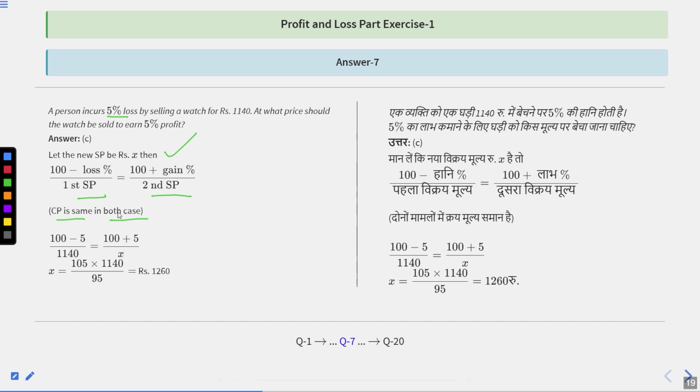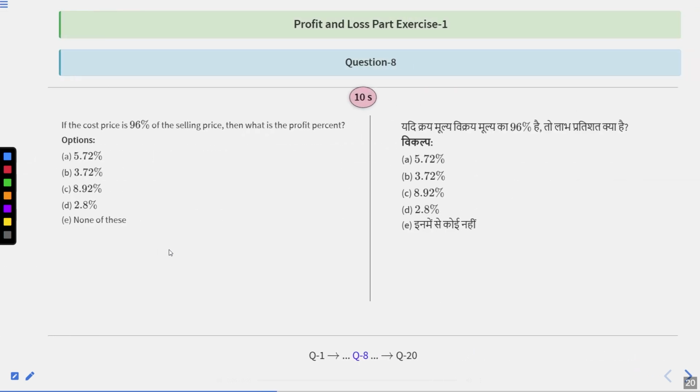So X is our new SP, and the question asks us to find it. So 100 minus 5 upon 1140, our first SP, equals 100 plus 5 upon X, which we let. When we solve it, we get X equals 1260. So C is the correct answer. Next one.